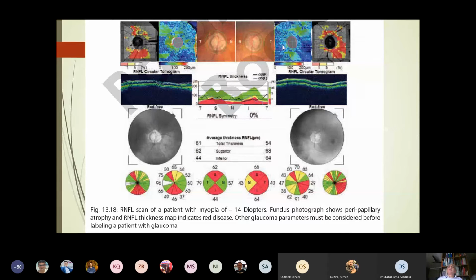So in myopes, it's very important that you look at the ganglion cell analysis. The ganglion cell analysis is most useful for patients with myopia, where especially you've got peripapillary atrophy and where you can run into other errors of calculation.